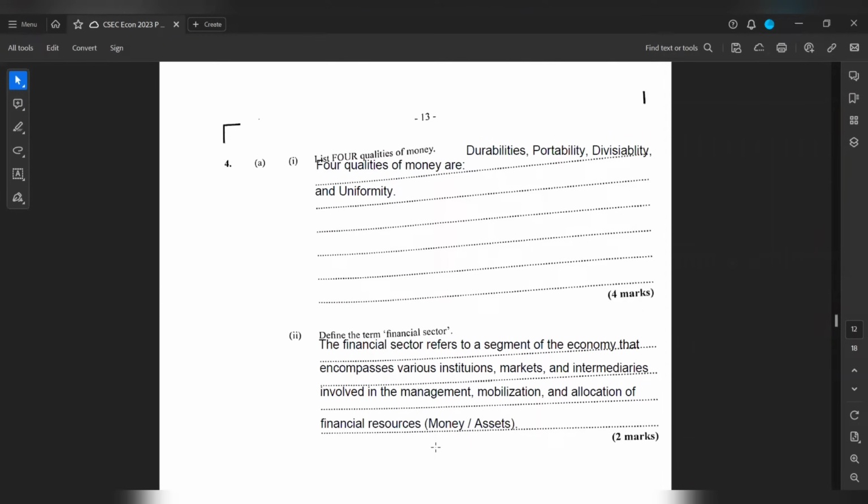4A, list four qualities of money. Four qualities of money are durability, portability, divisibility, and uniformity. Define the term financial sector. The financial sector refers to a segment of the economy that encompasses various institutions, markets, and intermediaries involved in the management, mobilization, and allocation of financial resources, which could be money or assets.